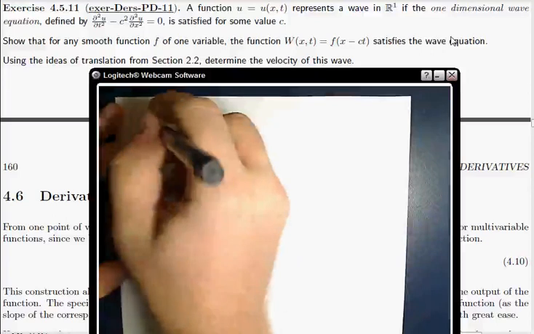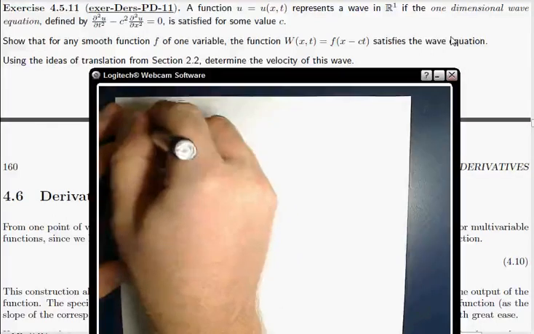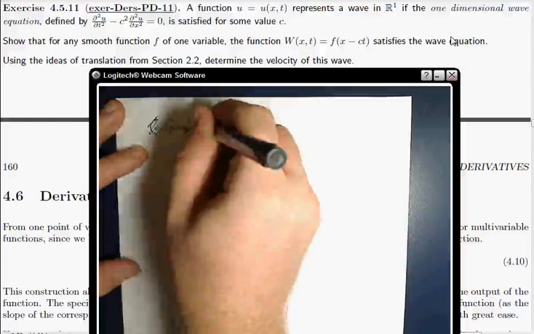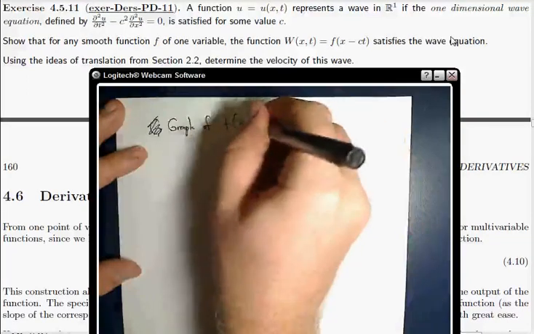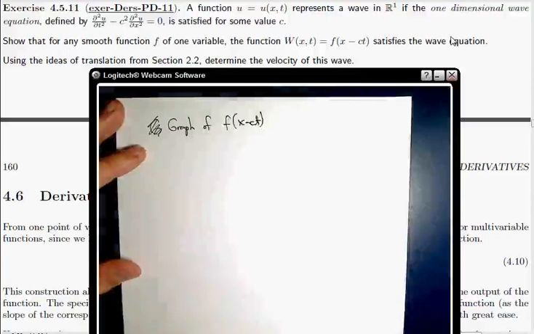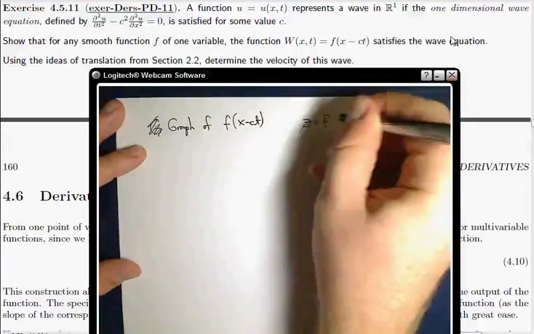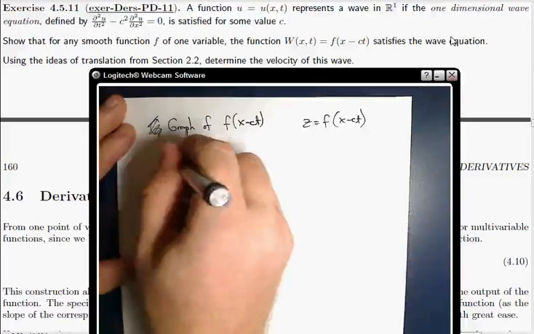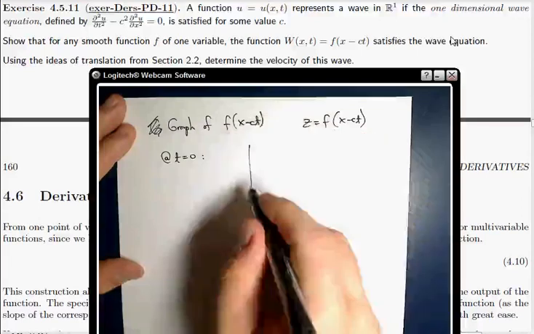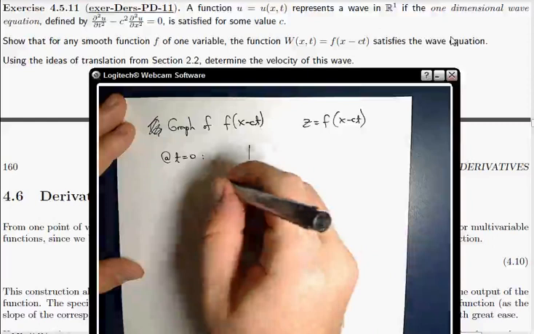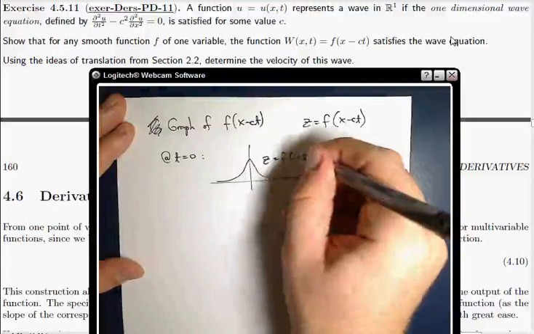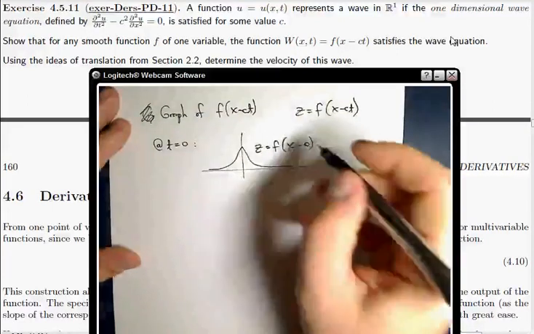Let's talk about the graph. Let's look at the graph of f of x minus ct. So let's look at z equals f of x minus ct, and let's do this at a couple of different times. For example, let's look at t equals 0. At t equals 0, we're going to have some curve here. Let's say it's a wave that looks kind of like this. Let's say that this is z equals f of x minus 0. So in other words, this is just z equals f of x.